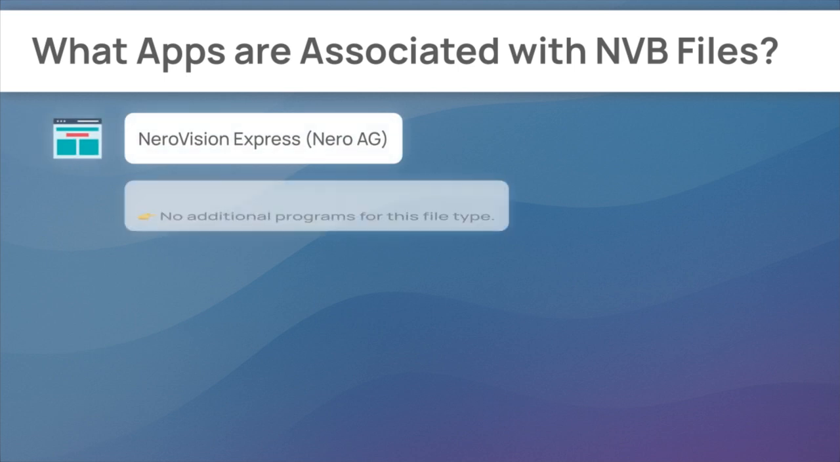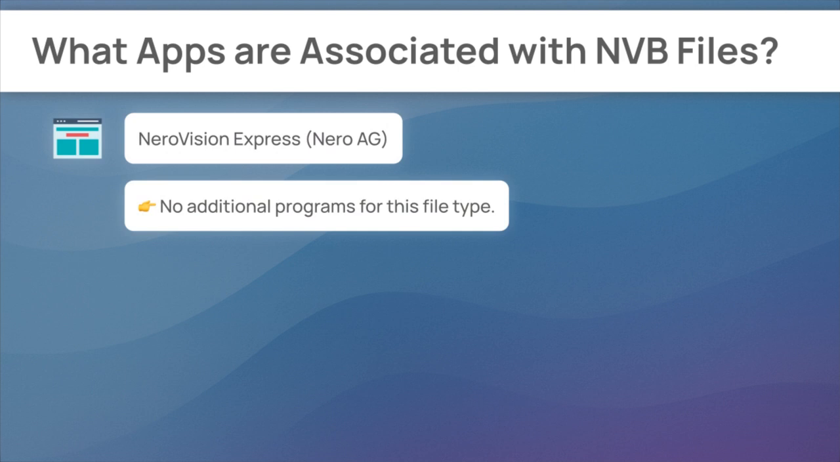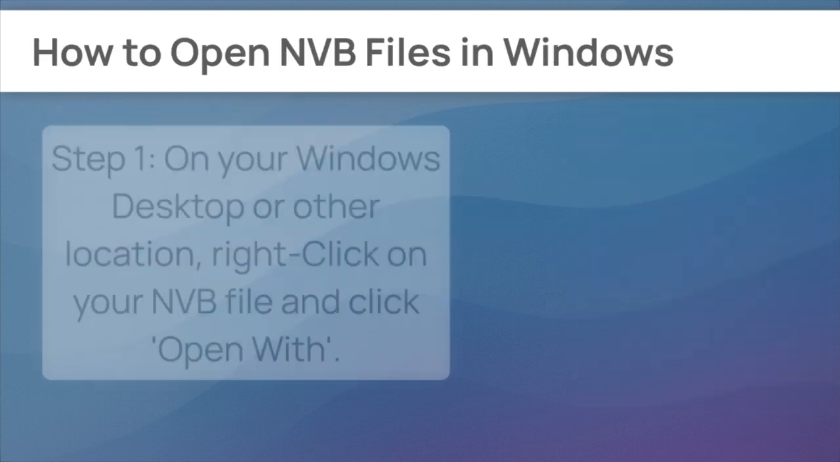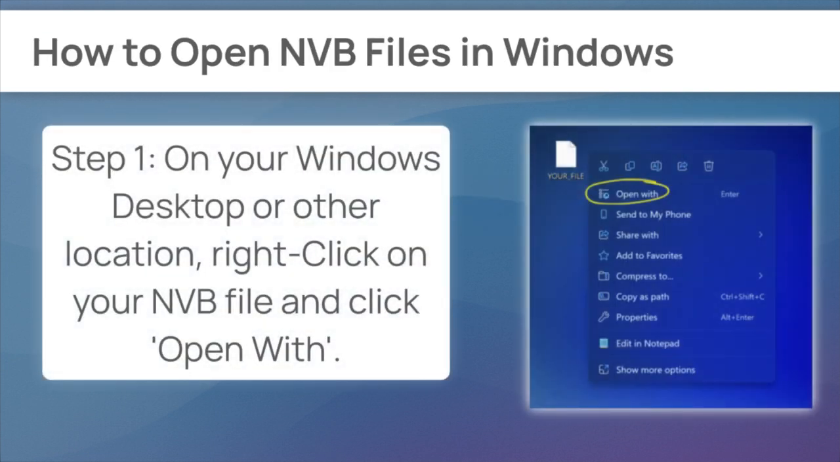Essential file access for NVB relies upon the utility NeroVision Express from Nero AG. Windows cannot fully interpret the file's proprietary XML structure for editing purposes. Windows can't interpret backup metadata or structure, so specialized restore software must open it. We'll conduct a full system compatibility scan now.